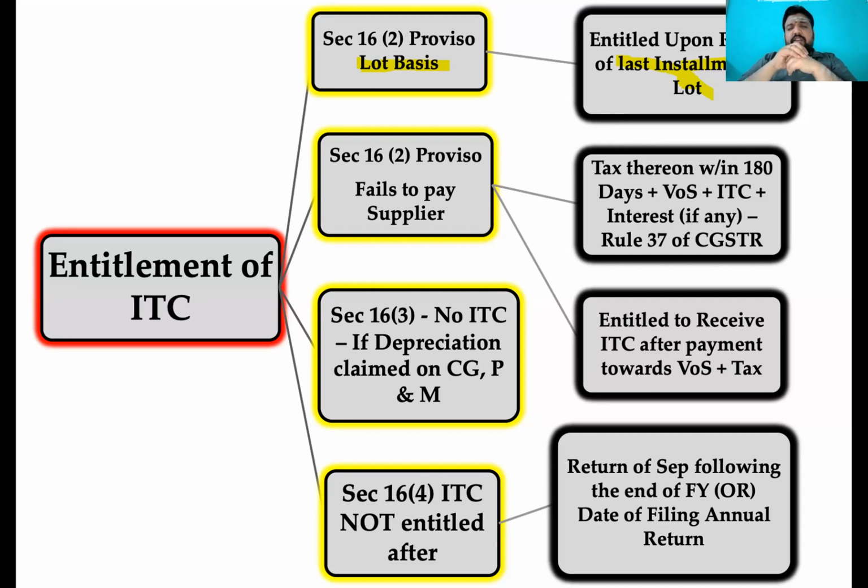The second proviso to 16(2) comes out and is highlighted. Whenever a person claims input tax credit, he should ensure payment to the supplier who supplied goods or services. Payment to the supplier must be made within 180 days from the date of invoice. If I am going to claim input tax credit, I need to ensure my supplier is paid within 180 days.